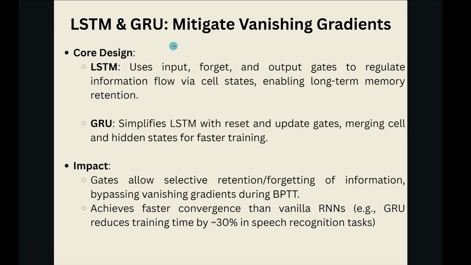Second, LSTM and GRU, which will help mitigate the vanishing gradients. LSTMs use input, forget, and output gates to regulate information via the cell states, enabling long-term memory retention. Whereas GRU simplifies the LSTM with reset and update gates, merging cells and hidden states for faster training. Impact: these gates will allow selective retention or forgetting of information, bypassing the vanishing gradient problem during BPTT.